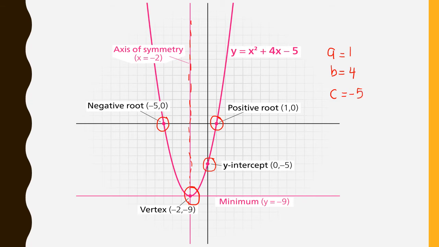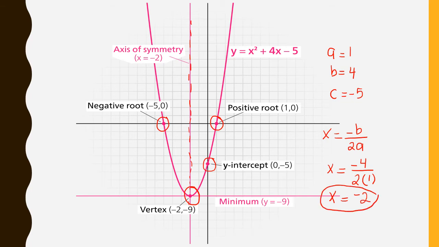And if we try to find the equation of the axis of symmetry using the equation x equals -b over 2a, you'll find that x is going to be equal to -4, the value of b, over 2 times, instead of a, we have 1. So I'm going to end up with x equals -4 over 2, which is -2. And this is exactly what we have on the graph.